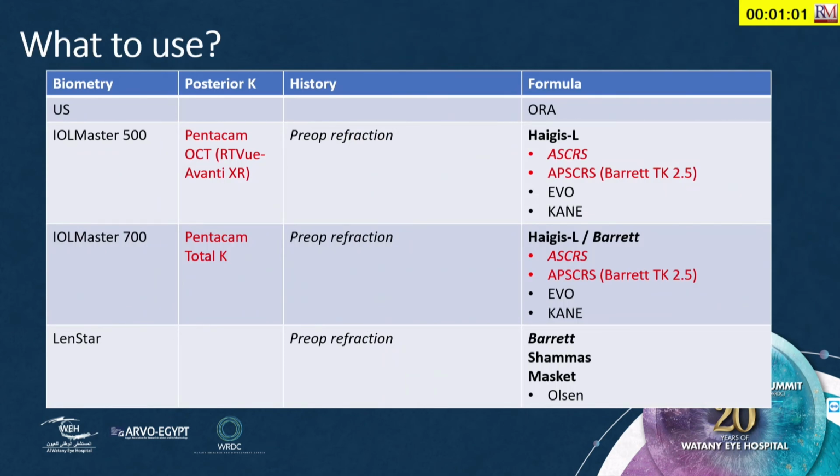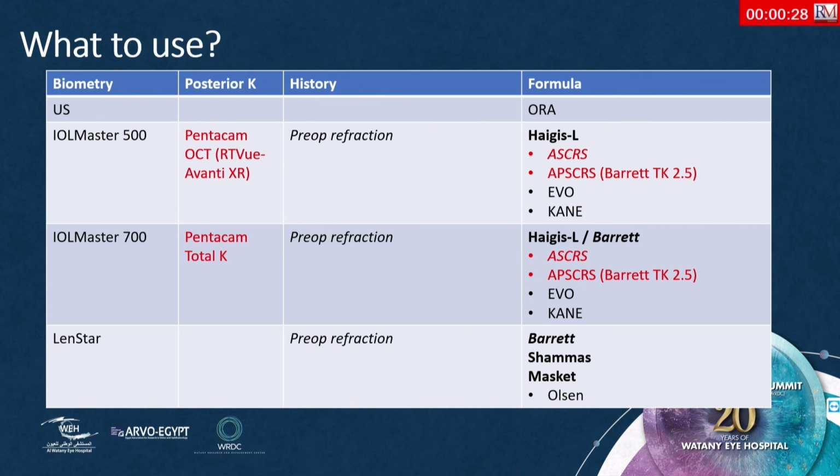So, in conclusion, what to use? If you have only ultrasound axial length measurement, don't rely on accuracy, except if you have ORA. If you have IOL Master 500, you can use the built-in Haigis-L, and if you have in addition Pentacam or OCT like RTVue Avanti, you can use its reading for posterior corneal surface and use the ASCRS or the APACRS formula. Or you can use the online EVO and Kane. These are online and this is built in.